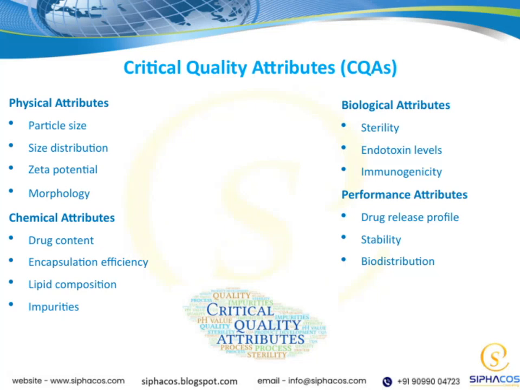When we talk about critical quality attributes, or CQAs, we're looking at the key factors that define a product's safety and effectiveness. These break down into four main groups. First, biological attributes, things like sterility, endotoxin levels, and immunogenicity, which affect how the body responds. Then, performance attributes, how the drug releases, its stability, and where it travels in the body. Physical attributes include particle size and shape, while chemical attributes cover drug content, how well it's encapsulated, and any impurities. Each one matters.